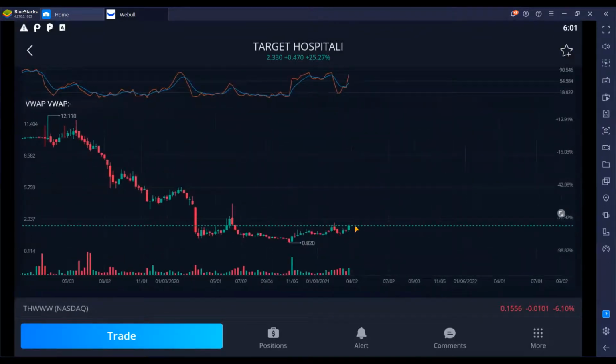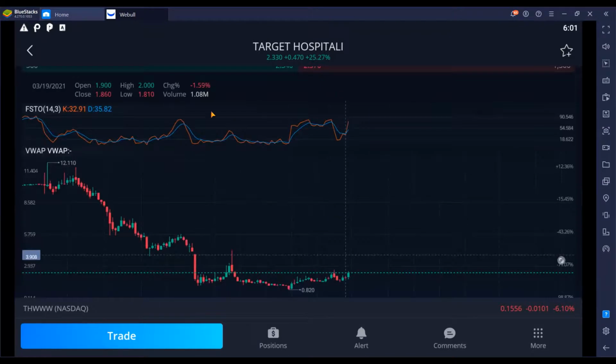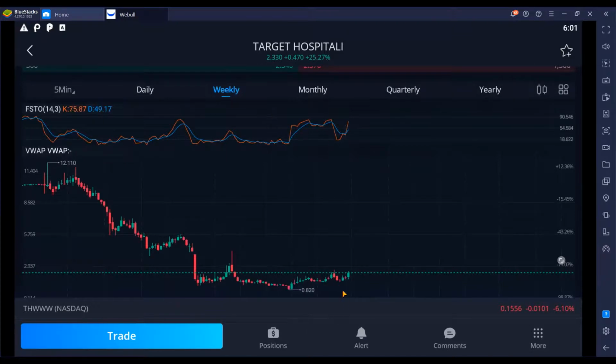It's actually setting up for a higher high. Even this week, look at this week. The whole week it went to a high of 2 to a low of 181. And yeah, it didn't do much until what? Next week.